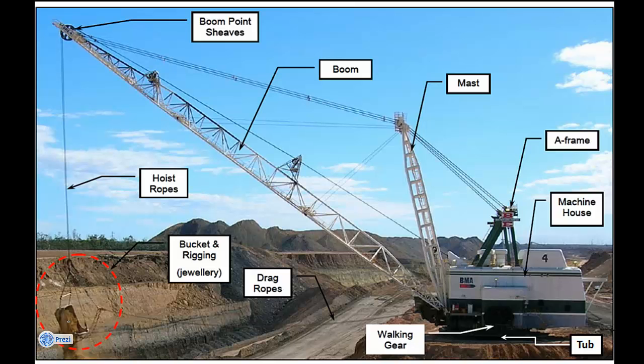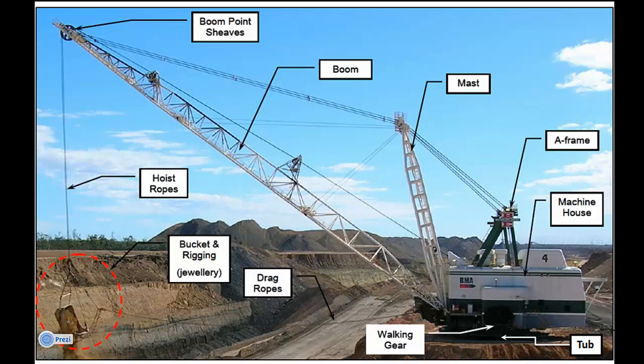We have the tub, which is used to support the entire machine and used as a pivot point for swinging. We have the walking gear, which is used for moving the machine from place to place. We have the hoist and drag ropes, which are connected to the bucket and used to maneuver the bucket throughout its cycle. And of course we have the bucket, which is used to actually dig the material.